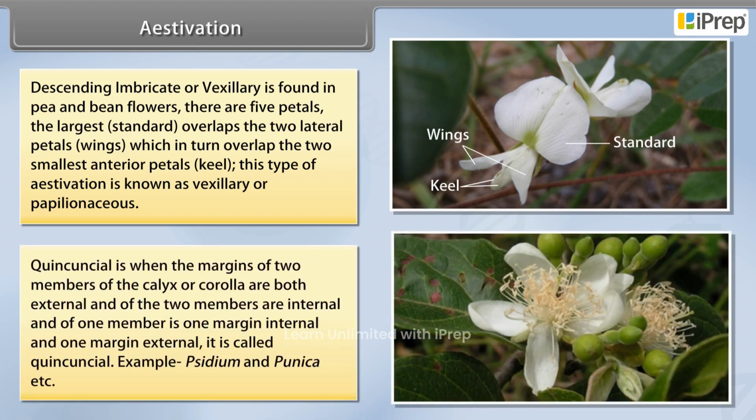Quincuncial is when the margins of 2 members of the calyx or corolla are both external, and of 2 members are internal, and of one member one margin is internal and one margin external. Then it is called quincuncial. Example, Psidium and Punica, etc.